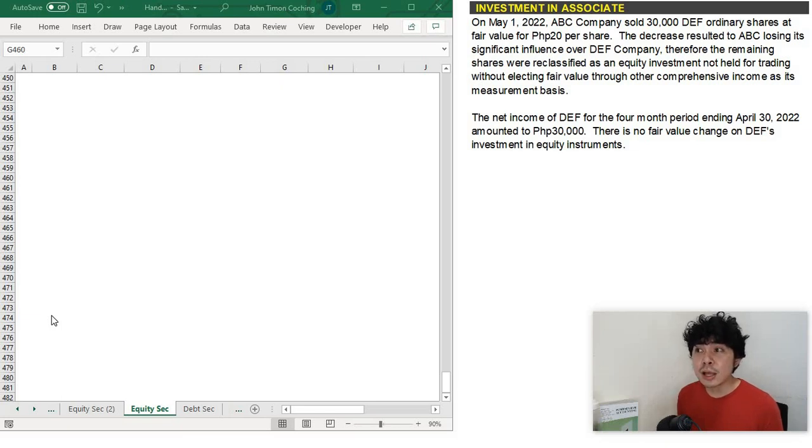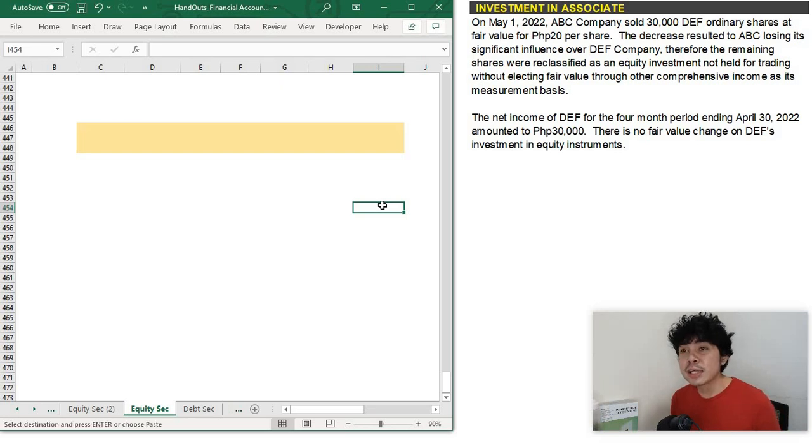So kahit binenta natin siya in 2022, since associate pa natin si DEF from January until May 1, so kailangan pa rin natin gawin yung equity method from January until May 1. So kaya kailangan pa rin natin gayahin yung any movement ng equity ni associate until date of sale. So kaya kailangan nating i-recognize yung share natin sa net income or comprehensive income ni associate for the 4-month period. Pero bago yun, let us determine the remaining percentage of ownership ni ABC Company over DEF Company.